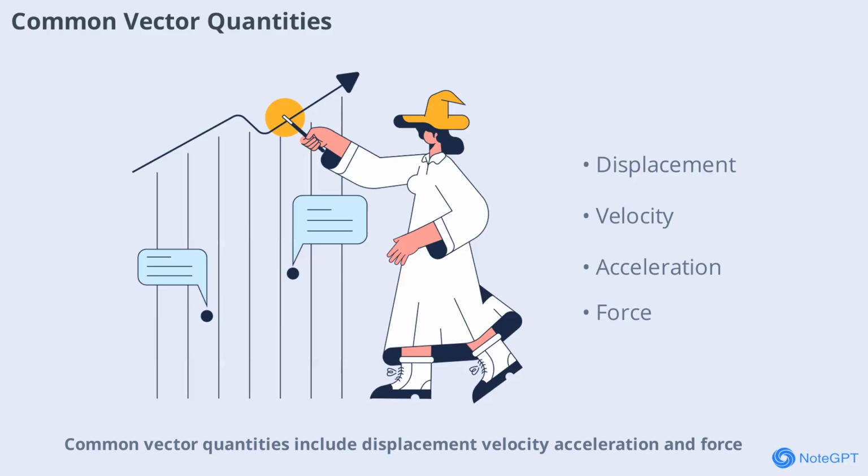Common vector quantities include displacement, velocity, acceleration, and force. These are measured in units like meters, meters per second squared, and newtons. Because they have direction, you must use vector addition and other rules when working with them.